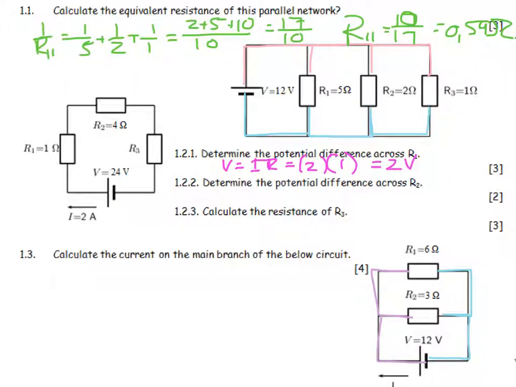Determine the potential difference across R2. Pretty much the same deal, except that instead of having a 1 ohm resistor, you now have a 4 ohm resistor, and you'll end up with 8 volts.